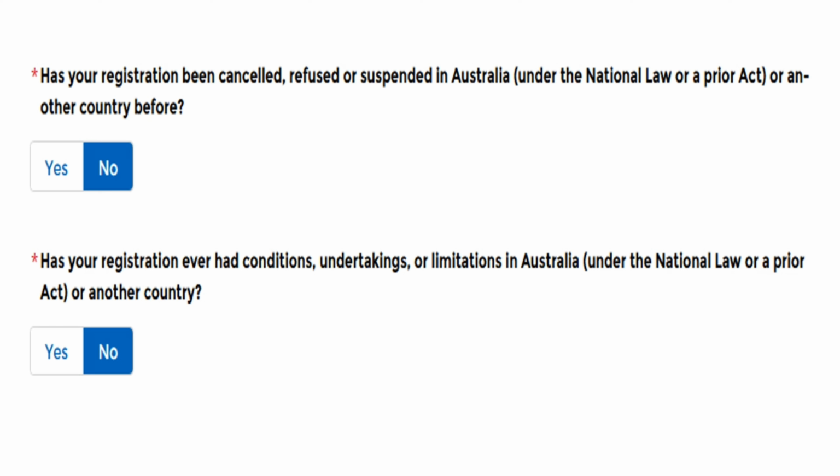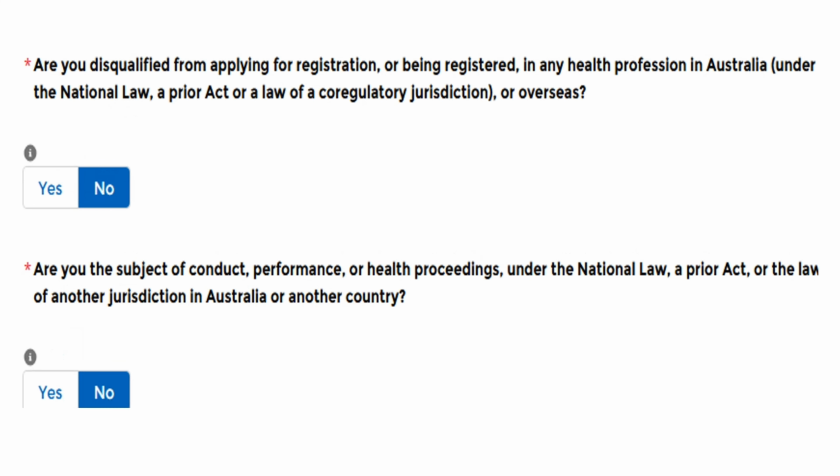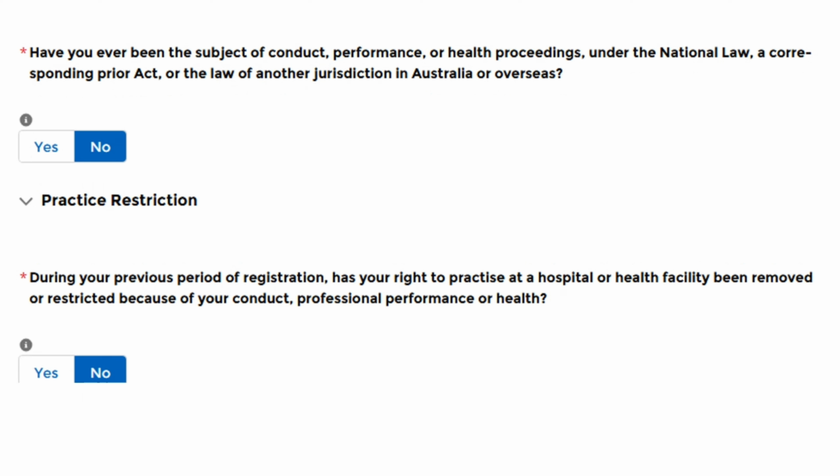And the next question also, has your registration ever had conditions, undertakings, or limitations in Australia or any other country? Whatever yours, as per that you want to fill it. The next question is the same, if you were disqualified from Australia or any other country. And the next one is, are you the subject of conduct, performance, or any health proceedings under the national law, AHPRA Act, or the law of another jurisdiction in Australia or any other country? If yes, you want to choose yes, or otherwise you can go for no.